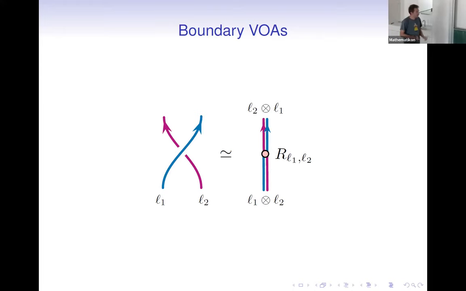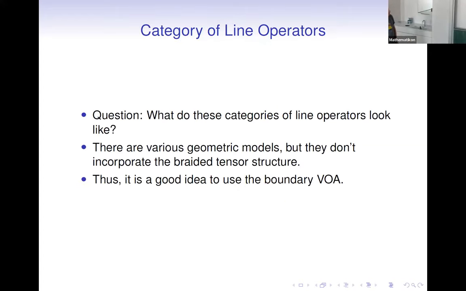So here's a picture. You just think about the line operators and you can fuse them, or you can have them cross each other. And this crossing should be isomorphic to the tensor product, a non-trivial isomorphism, and that should be exactly your commutativity isomorphism. That is what I stated a few minutes ago. So the question one really wants to ask is, what are these categories of line operators?